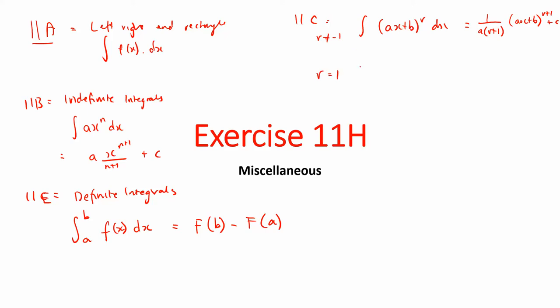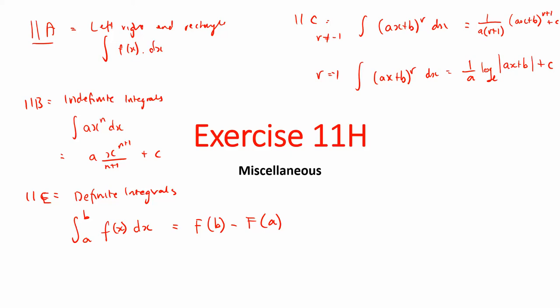But when r does equal negative 1, then the integral of ax plus b to the power of r dx is equal to what? Negative 1. Thank you. Whoops. Okay, so it's equal to negative 1. And what is the rule again? Let's go Phoenix. What's the rule? Good. Fantastic. Okay. So these are your two rules in 11C.